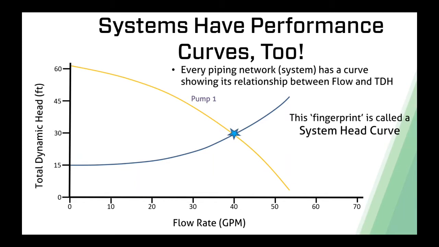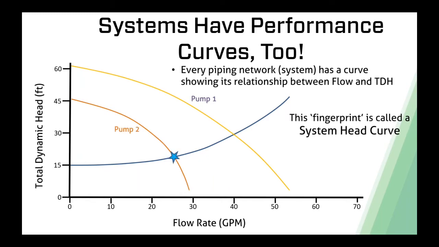That gives us an operating point. Where the pump curve interacts with the system curve is called our operating point. And it tells us if we were to put pump 1 into this system, we can expect that we're going to get 40 gallons a minute.